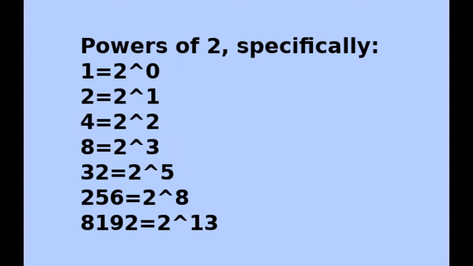All of these numbers are powers of 2, and more specifically, 1 is 2 to the 0th, 2 is 2 to the 1st, 4 is 2 to the 2nd, 8 is 2 to the 3rd, 32 is 2 to the 5th, 256 is 2 to the 8th, and finally 8,192 is 2 to the 13th. In other words, the exponents are the Fibonacci sequence.